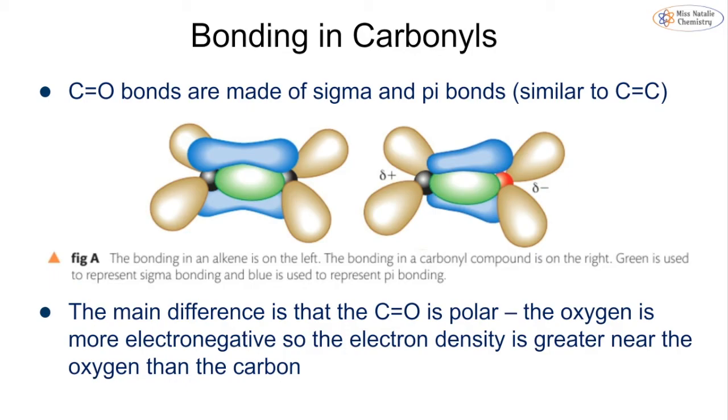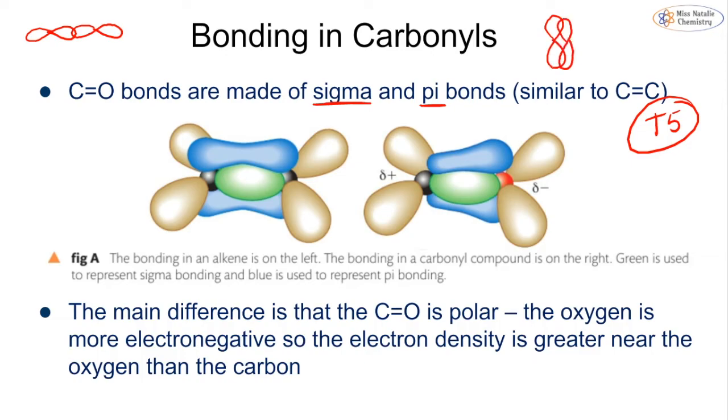Now, similar to our carbon-carbon bonds that we looked at all the way back in topic 5, carbon-oxygen double bonds are made up of sigma bonds and pi bonds. Remember, sigma bonds being our end-to-end, whereas our pi bond is our side-to-side overlap. So here we get one area of electrons, whereas here we get 2. The biggest difference between the carbon-carbon bond that we saw in an alkene and the carbonyl, so if we've got the carbon-carbon and the carbonyl on the right, is that the oxygen here is much more electronegative.